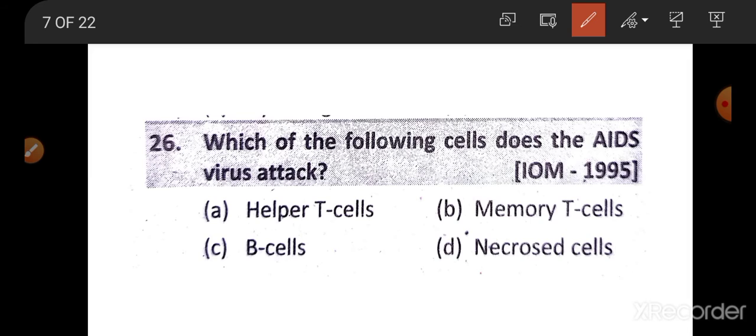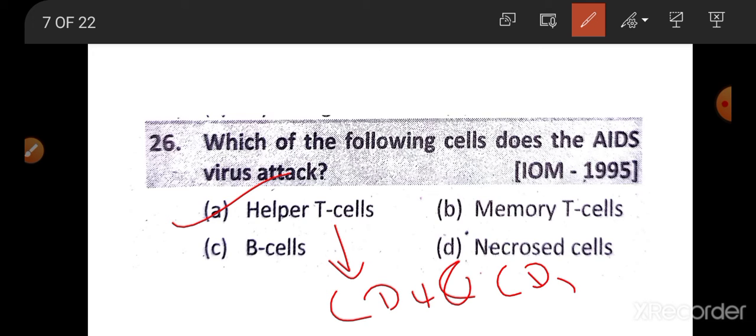26. Which of the following does the AIDS virus lack? AIDS virus attacks helper T cell which contains CD4 and CD8. Mostly attacked is CD4.